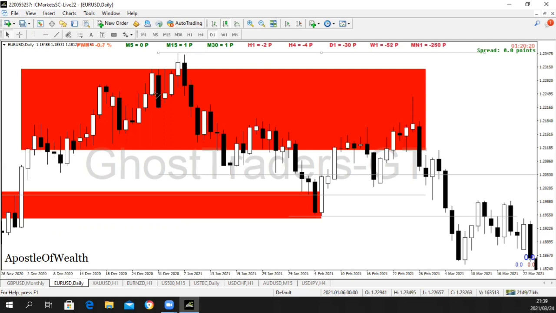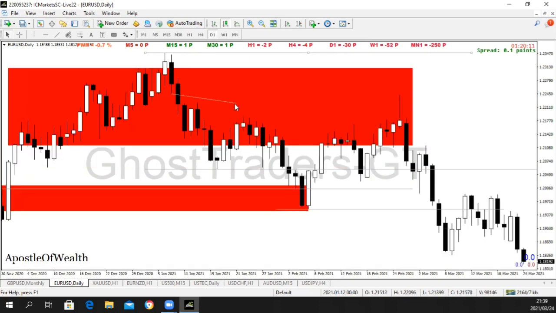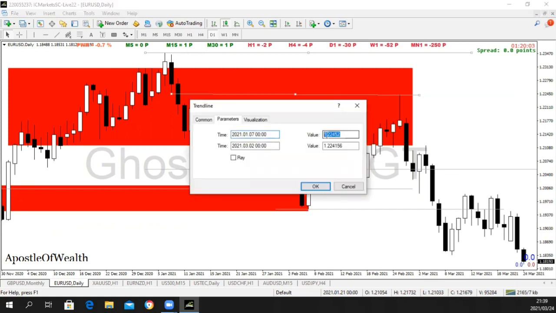Let me look here. We have a fair value gap here. We have an order block here. Let me show you the fair value gap so that it can be clear. You see the fair value gap here. This is the fair value gap. Let me just make this straight so that we get to see what we have.